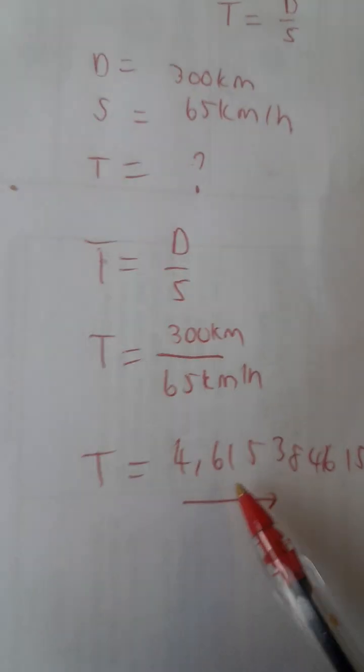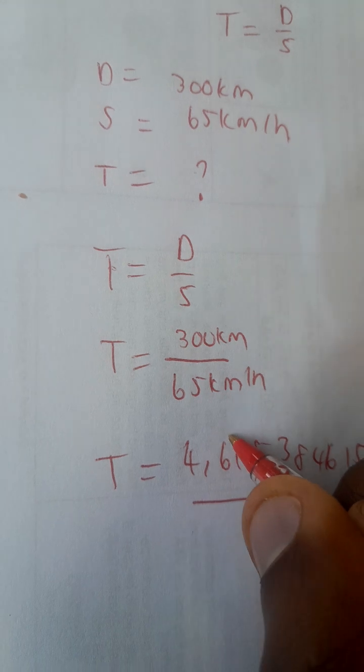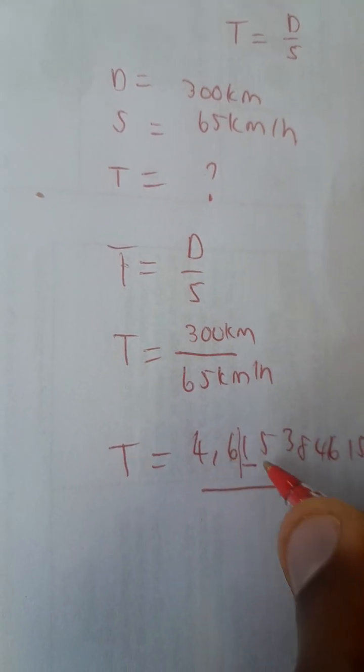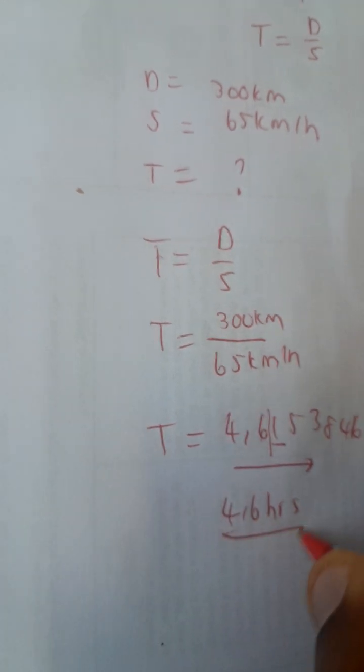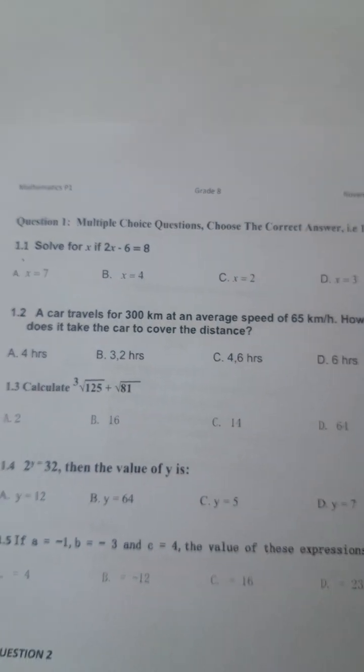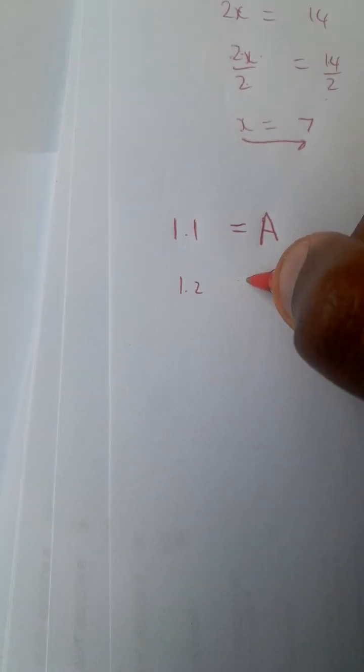No, I don't. If I round this off to 1 decimal place, the 1 says to the 6, we stay the same, so it's 4,6 hours. Do I have 4,6 hours there? Yes, I do, and it's the option C. So the option there, 1.2 is equal to C. Okay, hopefully that makes so much sense.